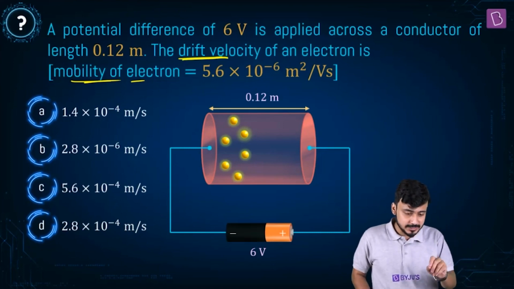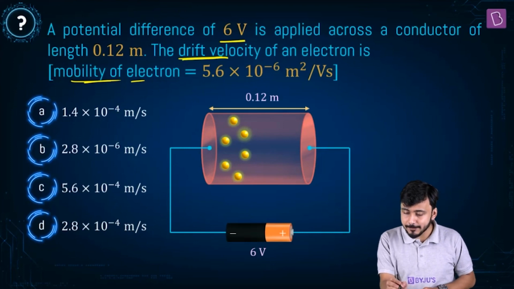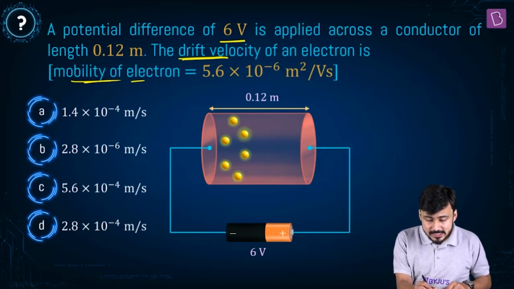You should remember them. So the statement says a potential difference of 6 volt is applied across a conductor of length 0.12 meter.